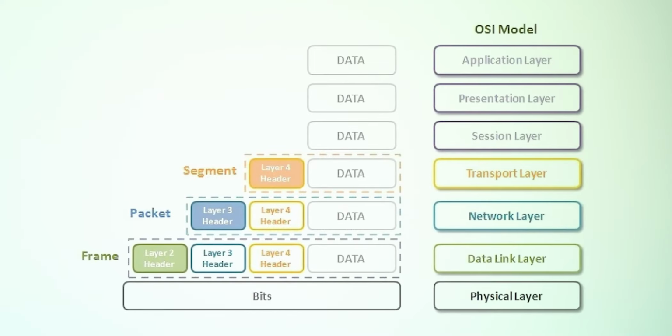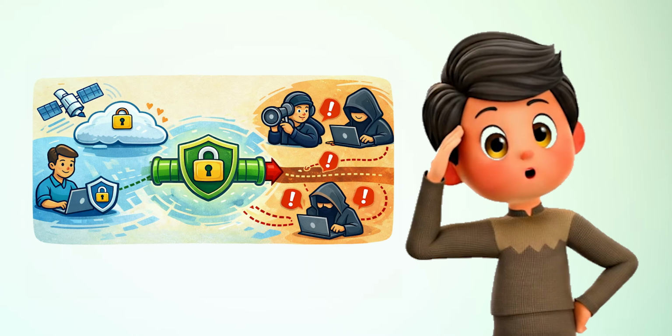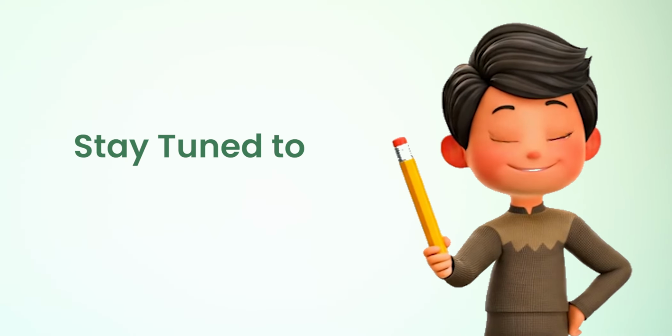So far, we've seen how data moves through different layers, from physical signals all the way up to applications you use every day. But there's one big question we haven't answered yet. What stops someone else from reading or tampering with that data while it's traveling? Stay tuned to keep learning.